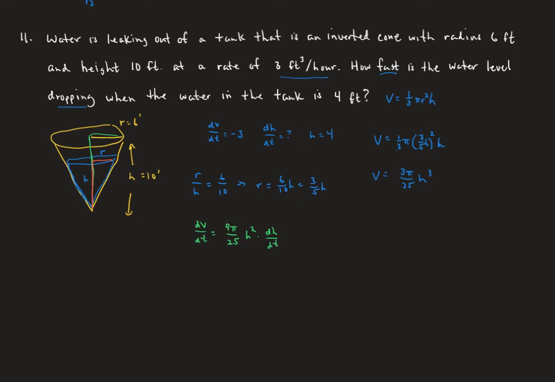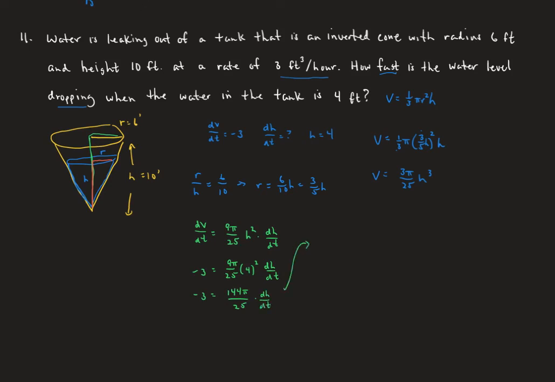Our dV/dt, we said, was -3. So that's going to be -3 equals 9 pi over 25. The h we said was 4, so 4 squared, times the dh/dt. This is not going to be pretty. So we've got negative 3. That's going to be, 4 squared is 16. 9 times 16 is 144. I think I left the pi off there. Pi over 25 times dh/dt.